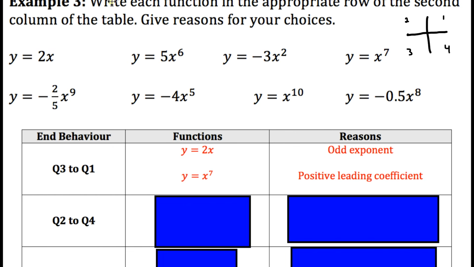Now let's talk about from quadrant 2 to quadrant 4. From 2 to 4 means it starts up here and finishes down here. I'm not worried about the in-between part right now. It just starts in 2 and finishes in 4. So once again, that's opposite end behavior.